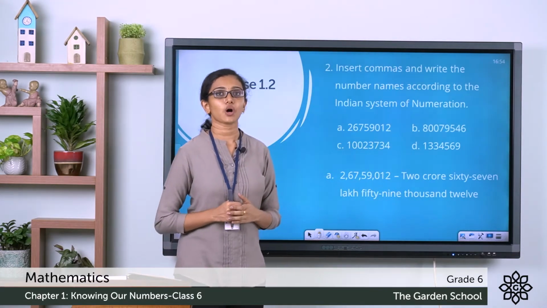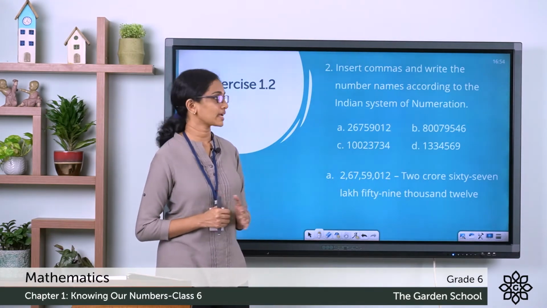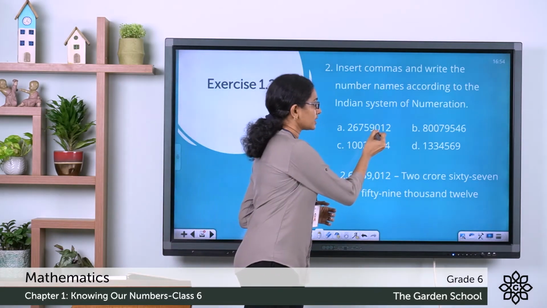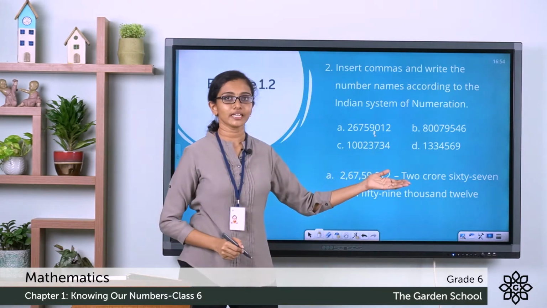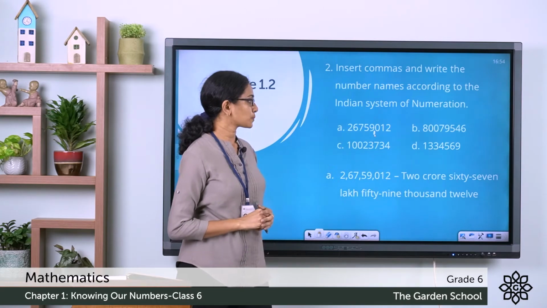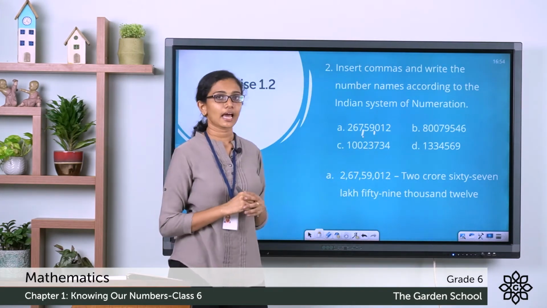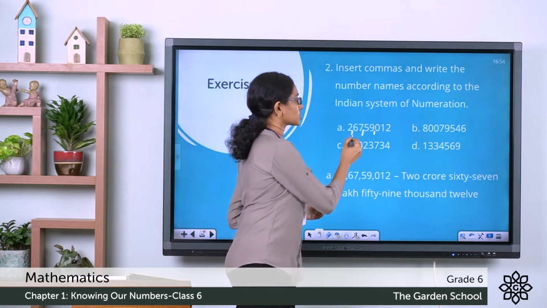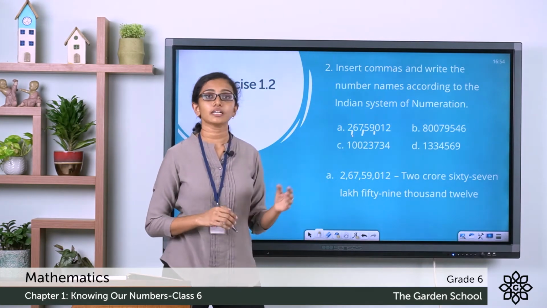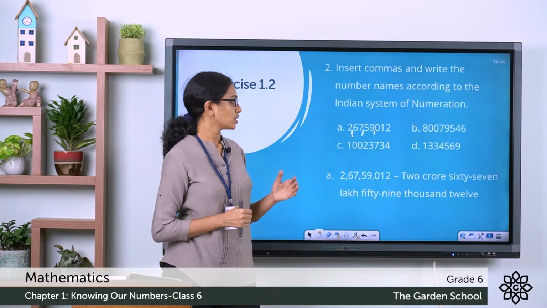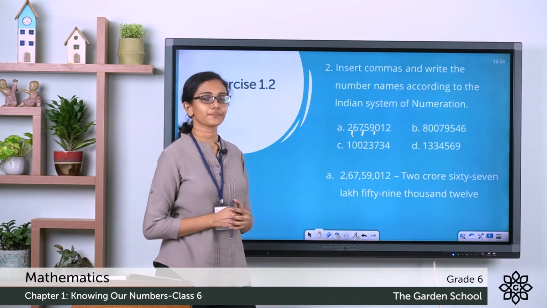When you insert commas based on the Indian system of numeration, it will be, see, here to separate the ones period and the thousands period. Here to separate the thousands period and the lakhs period, and to separate the lakhs period and the crores period. See, I've inserted the commas at proper places. So the number will look like this.